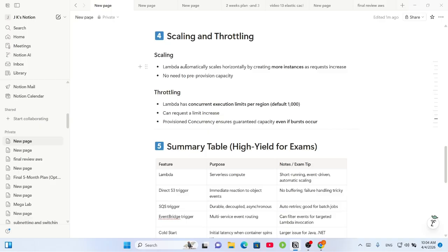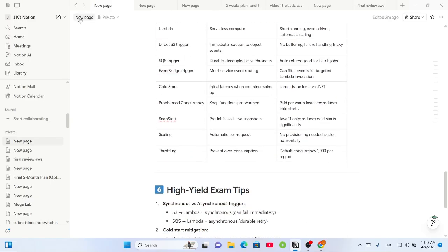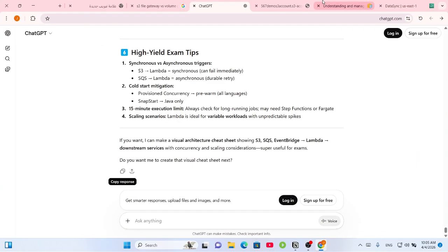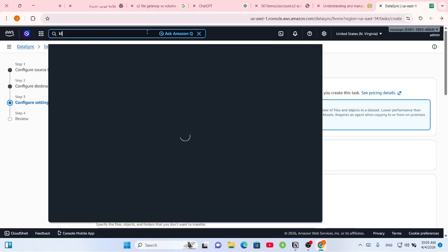We have scaling and throttling. Lambda automatically scales horizontally by creating more instances as requests increase. No need to provision capacity. Yeah, it's automatic. The limit per region is a default of 1000 concurrent executions, plus request limits and stuff. So basically, I think we already know about Lambda, but we can just have a look at it once. We can just type Lambda here.